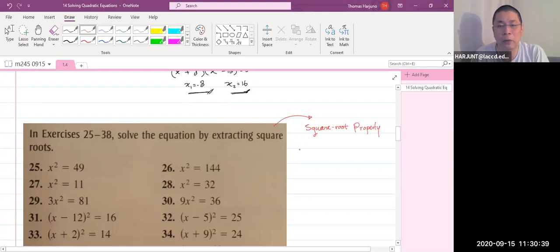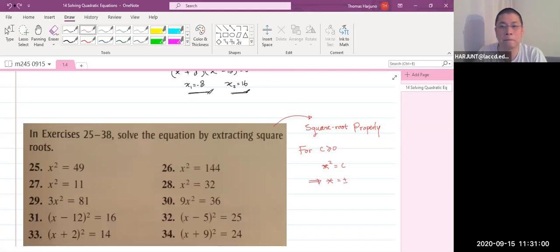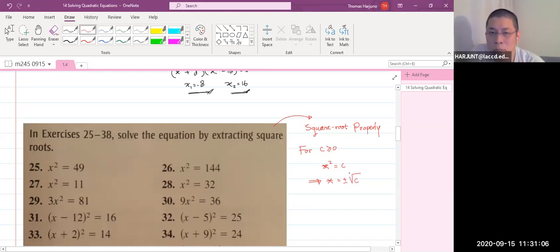Which basically says the following. For C non-negative, it has to be non-negative, blah squared equals C implies blah equals plus minus square root of C. So if one side is a perfect square, something squared, it doesn't have to be x squared. It can be something complicated, equals C, and that C doesn't have to be a square number.